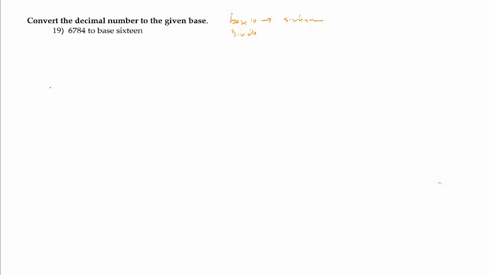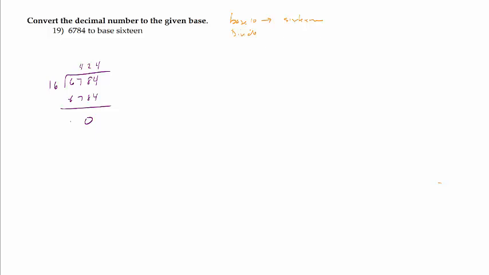So I'm going to start with 16, dividing into 6,784. So this is when you use your calculator. 6,784 divided by 16, it's going to go in there 424 times. And then I multiply, it actually goes in there evenly. So I get 6,784, I subtract that, boom, my remainder is a 0.